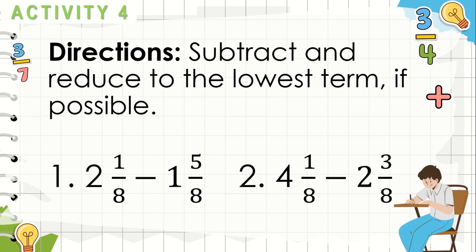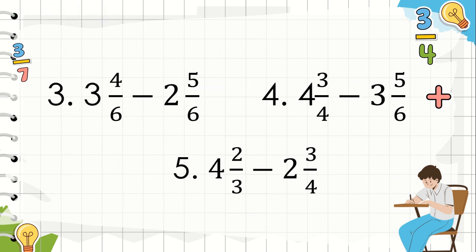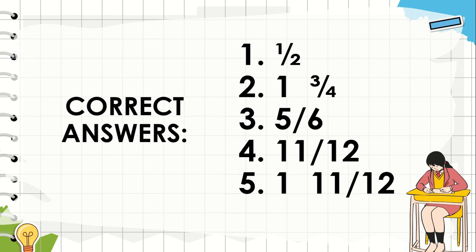Subtract and reduce to the lowest term if possible. For items number 1 and 2. Item number 3, 4, and 5. Here are the correct answers.